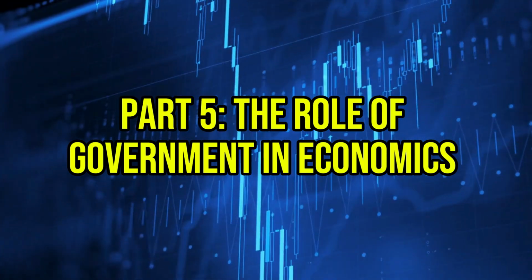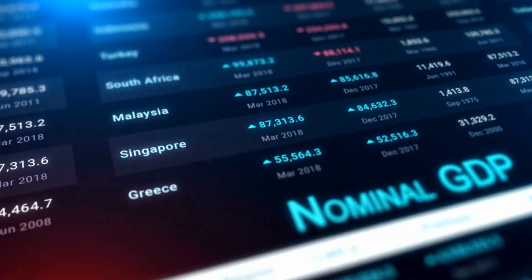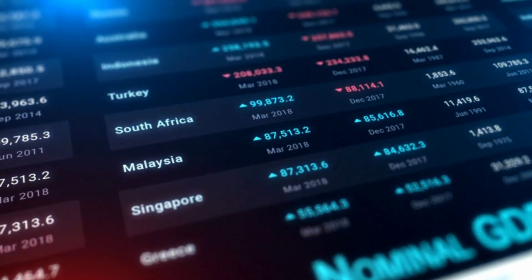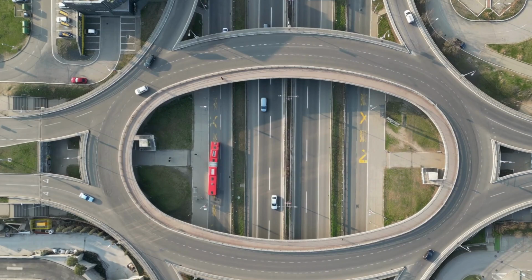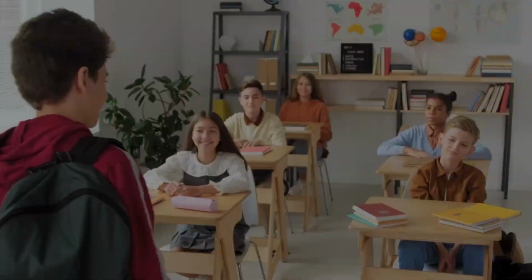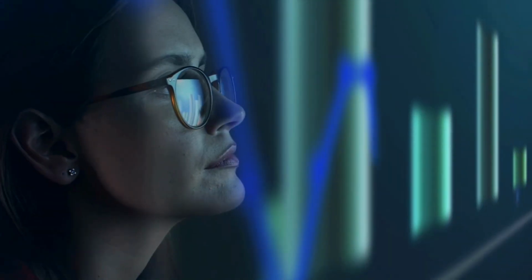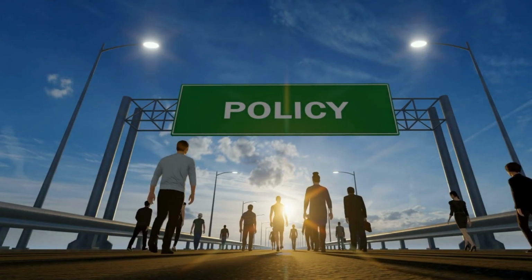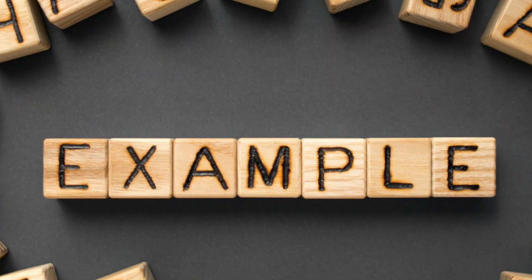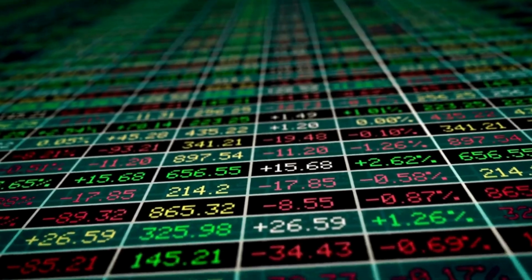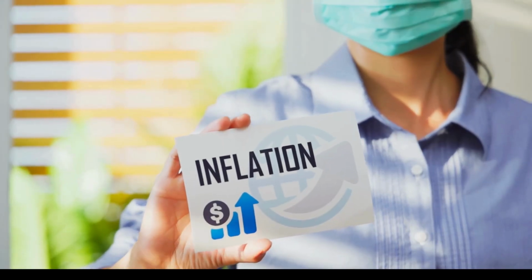Part 5. The role of government in economics. Governments play a big role in every economy. They collect taxes, which they then use to fund public services like roads, schools, and healthcare. Governments also set economic policies to help keep the economy stable. For example, during a recession, they may spend more to boost the economy, while during periods of inflation, they may try to slow spending down to prevent prices from rising too fast.